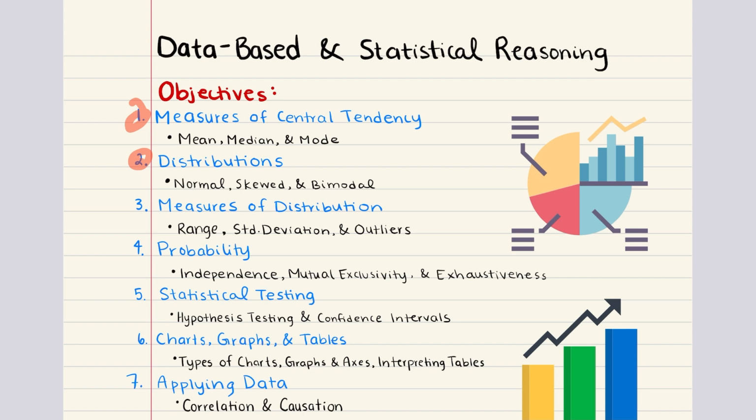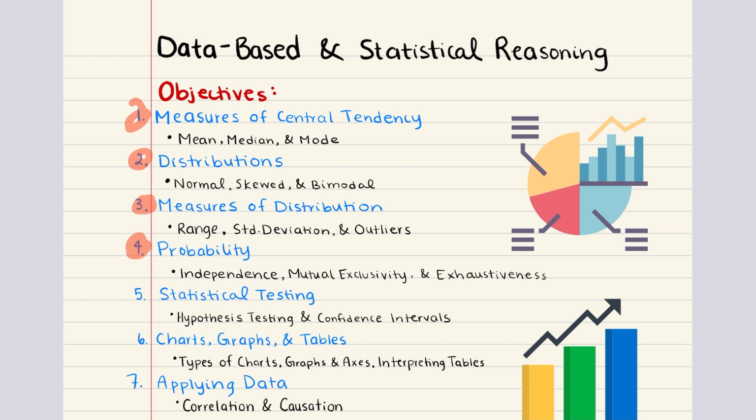After that, we're going to look at measures of distribution. We're going to focus on concepts like range, standard deviation, and outliers, which describe the spread and variability of data. We're then going to move into probability. Here we're going to discuss concepts like independence, mutual exclusivity, and exhaustiveness. And these are all crucial for understanding the likelihood of different events.